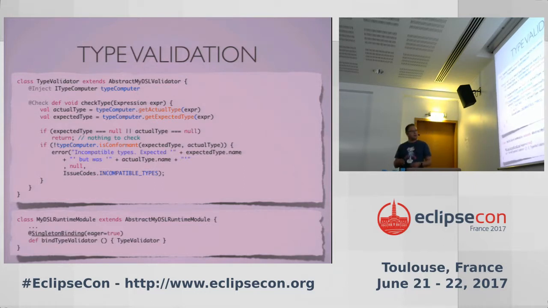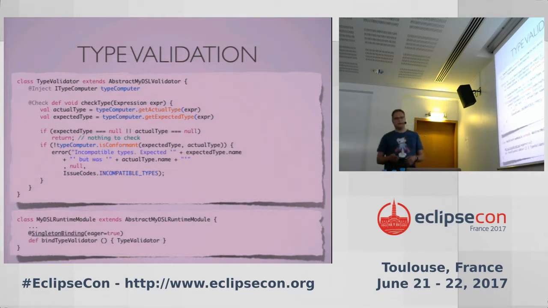Here's the way you would integrate this extended type validator in your language in the runtime module. You need to have a singleton and eager binding for validators, because the validator has to be registered in the EValidator registry when the injector is created, immediately, and it must be a singleton. So that's also a hint when you want to decompose your validator classes and do not want to have a very long validator class. Just write another one and register it that way in your runtime module.